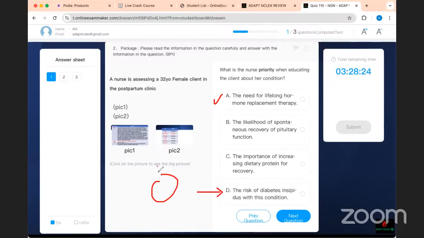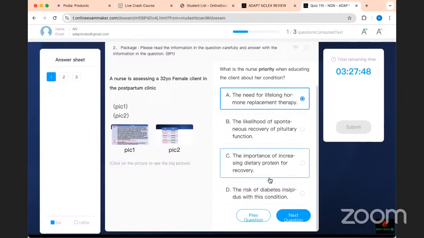This is also content. I explained to you the pituitary gland: the posterior pituitary is not affected. Therefore, you're not going to have diabetes insipidus, because with diabetes insipidus you have an ADH problem, but this does not affect the posterior pituitary, right? Importance of increasing diet: diet was not their problem, so you should not pick it. There's not going to be spontaneous recovery because the pituitary gland is dead. So the best thing is to give the hormone replacement. You need a bunch of hormones to be able to function.